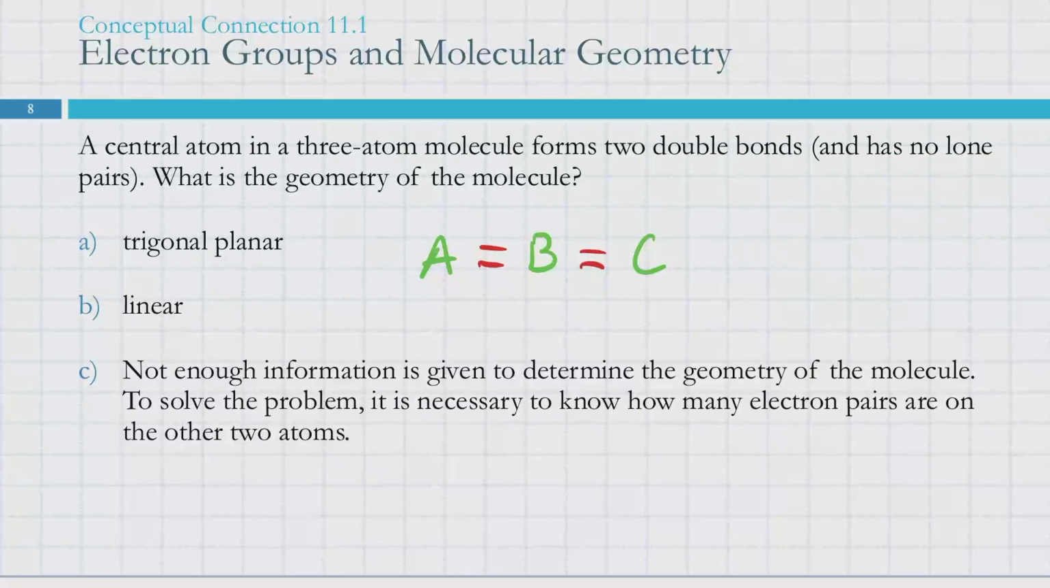So how many electron groups does our central atom have? It has 2 electron groups. It doesn't have any lone pairs. And so the furthest that these 2 things, A and C, can get away from each other is linear. And so that's what they will do. This will be a linear geometry. What will our bond angle be? Yeah, it's going to be 180 degrees for our bond angle.